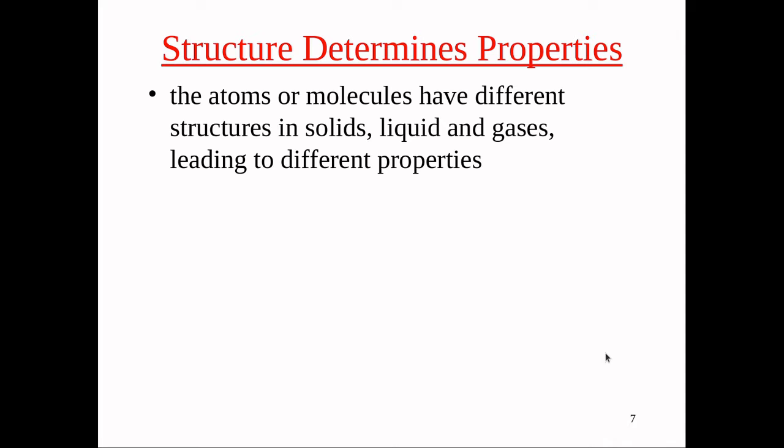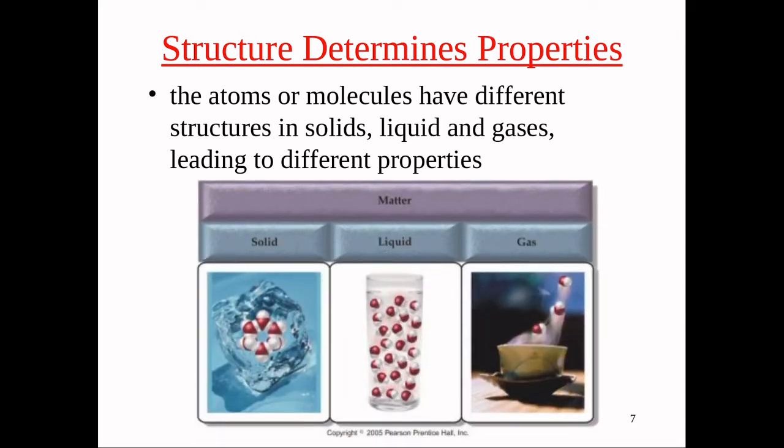So the atoms and molecules have different structures in solids, liquids, and gases, and that's what leads them to have these different properties. If we think about how we're breaking this down, now we have matter, we have solid, we have liquid, and we have gas. And we're going to talk about how the molecules that make up these different states are behaving a little bit differently from one another in order to give them the properties that we see.